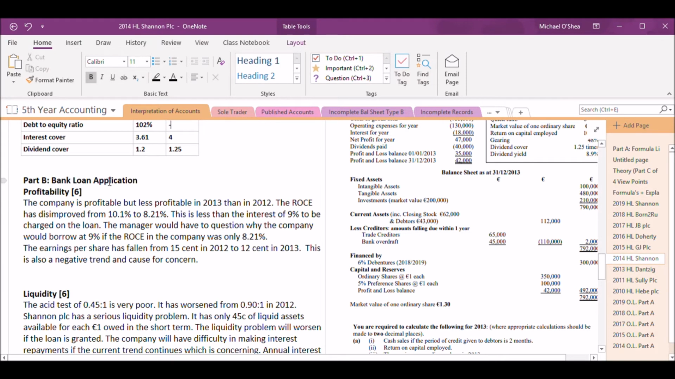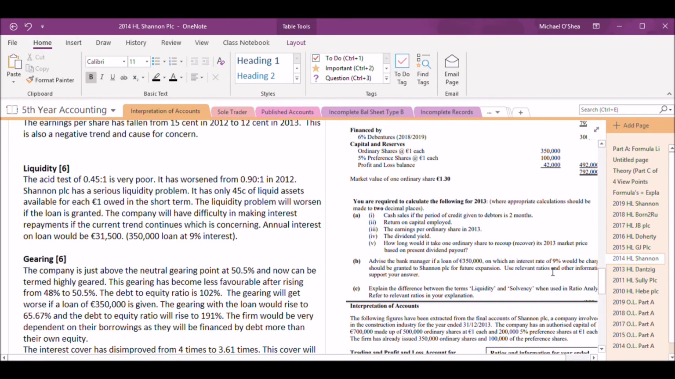So the part B here, again I'm looking at my bank loan perspective. So I'm starting with profitability. What's their profitability this year? Was 8.21%. What was it last year? 10.1%. Obviously bad, it's gone down. There is the general spiel that we have, talking about, okay, what's it this year versus last year? Has it disimproved? And we're comparing it here to the interest, because looking at the bank, we've been given the interest here of 9%.